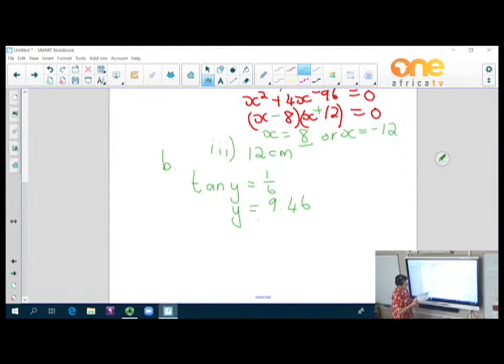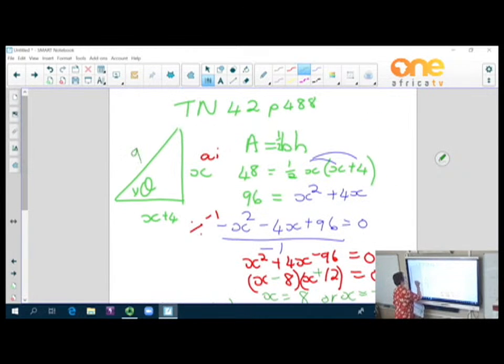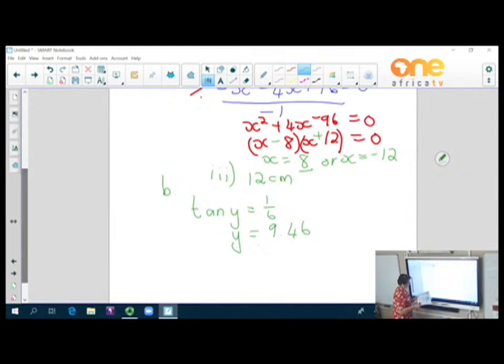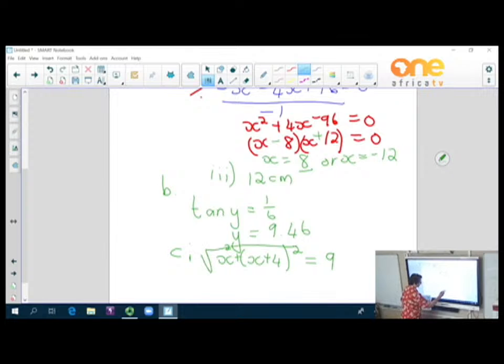And then they say when the length of AC is 9, so this is now the hypotenuse, this one is now 9. Then show that you can get that. I'm going to use Pythagoras this time: x squared plus x plus 4 squared, is equal to 9. So the square root of this is equal to 9.